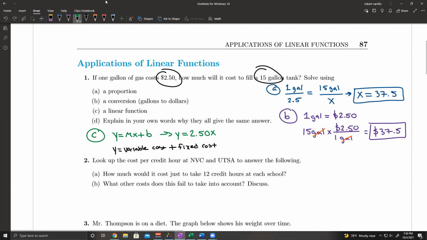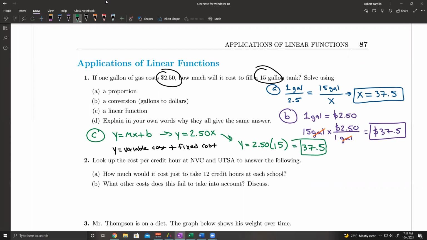So if we wrote this as a linear function, y equals 2.50x, then all we would have to do is plug in 15, and you would get y equals 2.50 times 15. And guess what we would get again? 37.5.